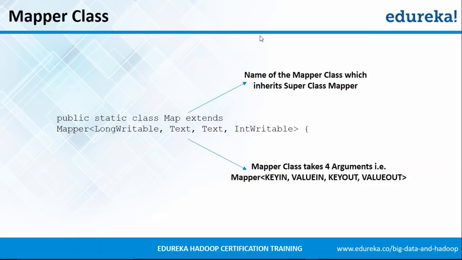Now this mapper class takes 4 arguments as input and they are of certain types. So we need to define the types of the arguments. So the input key is long writable, the input value is text, the output key is text, and the output value is int writable. So guys, I hope you're clear with this.